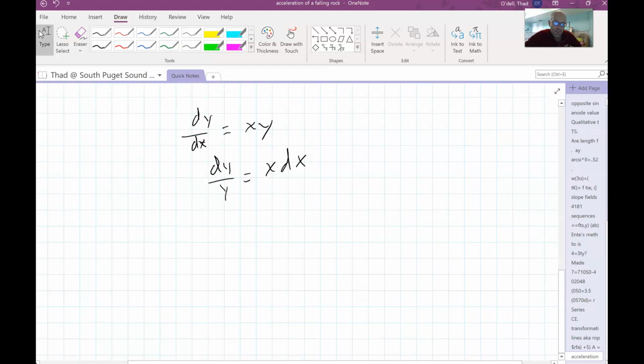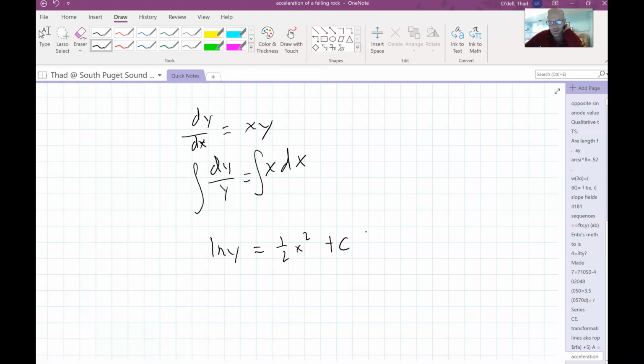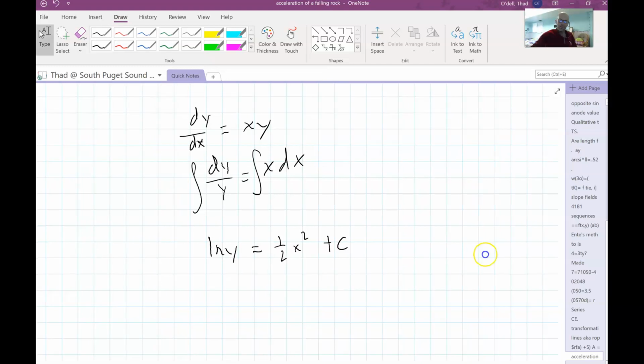And so now I'm going to integrate both sides, just like I did before up there. The integral of dy over y is just natural log, right? So that would be natural log of y. And the integral of x would be 1/2 x squared. And then we need a plus c. Now, I'm going to stop here for a moment because those of you that have been paying attention might be wondering, I integrated both sides, so why didn't I have a c on both sides? That's a great question. I'm glad you asked that.